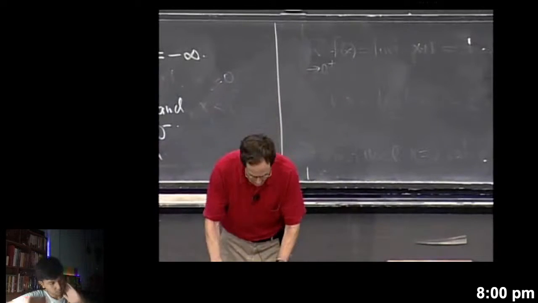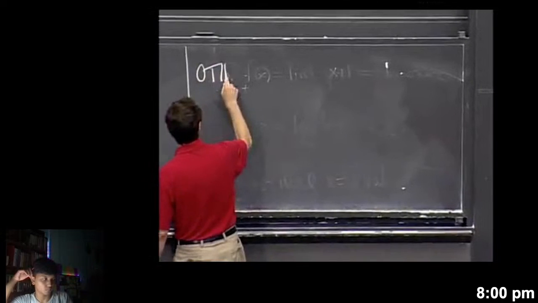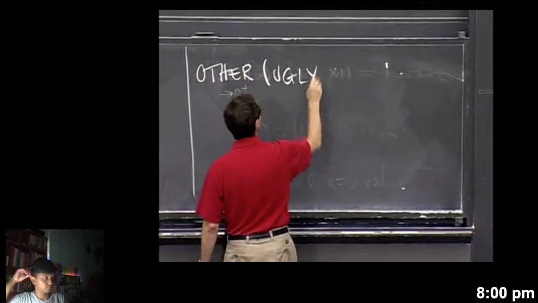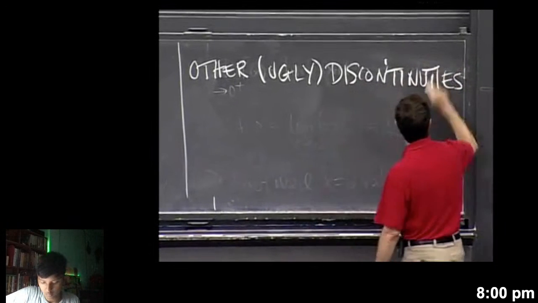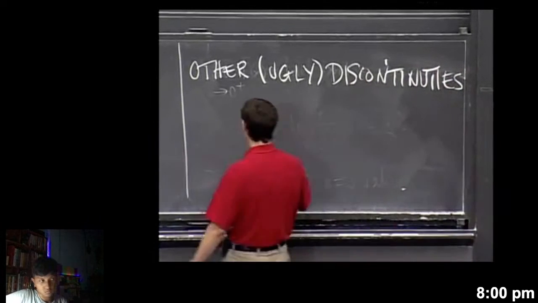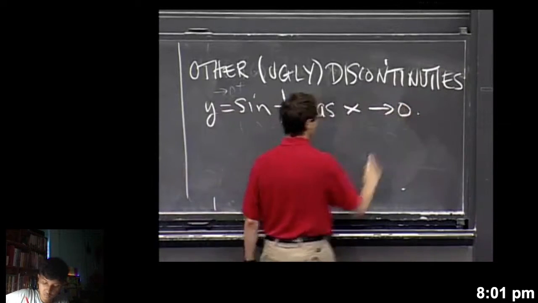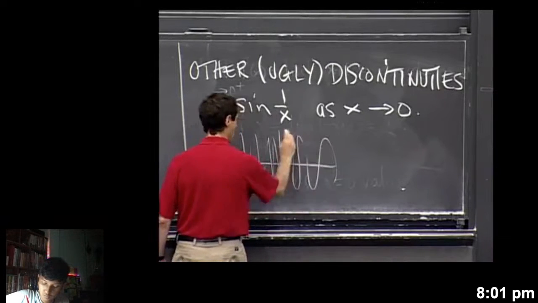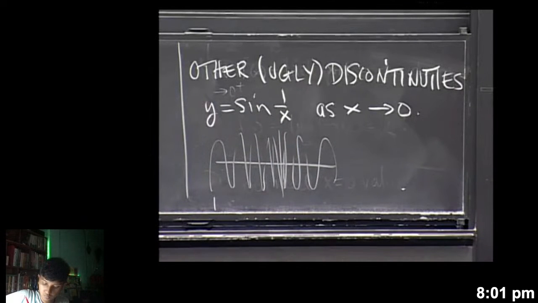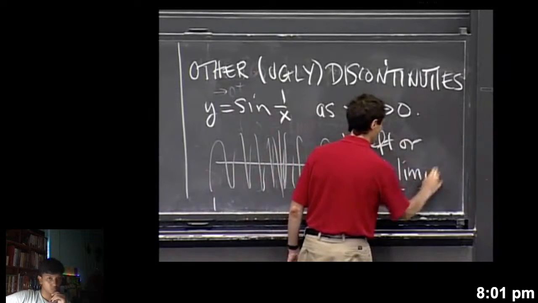Okay, now there's one last kind of discontinuity that I want to mention briefly, which I will call other. Ugly discontinuities. And there are lots and lots of them. One example would be the function y equals sine of 1 over x as x goes to 0. And that looks a little bit like this. Back and forth, back and forth. It oscillates infinitely often as we tend to 0, and there's no left or right limit in this case.